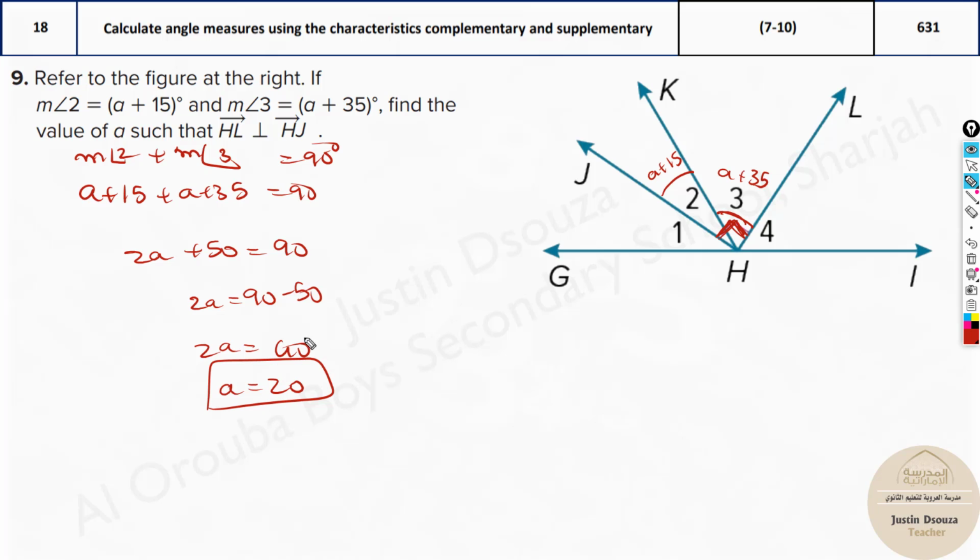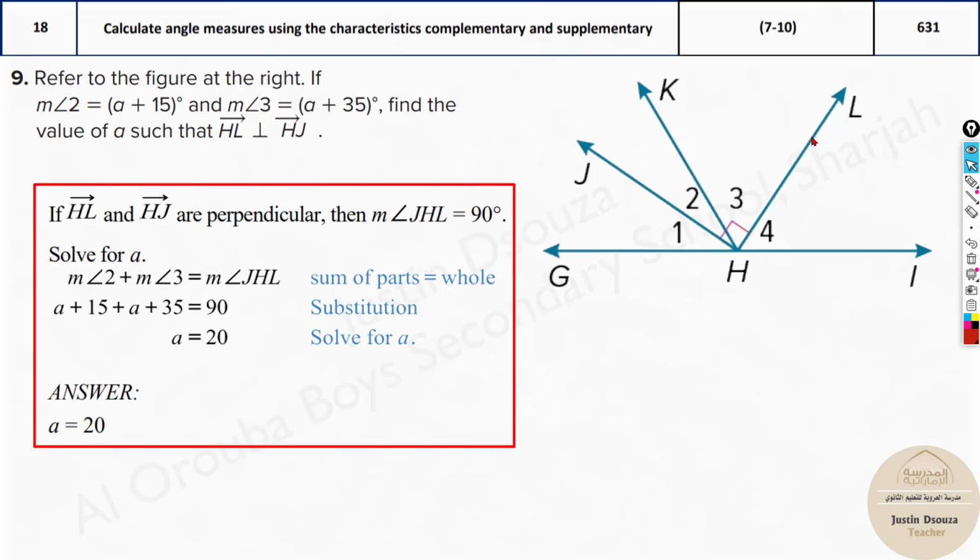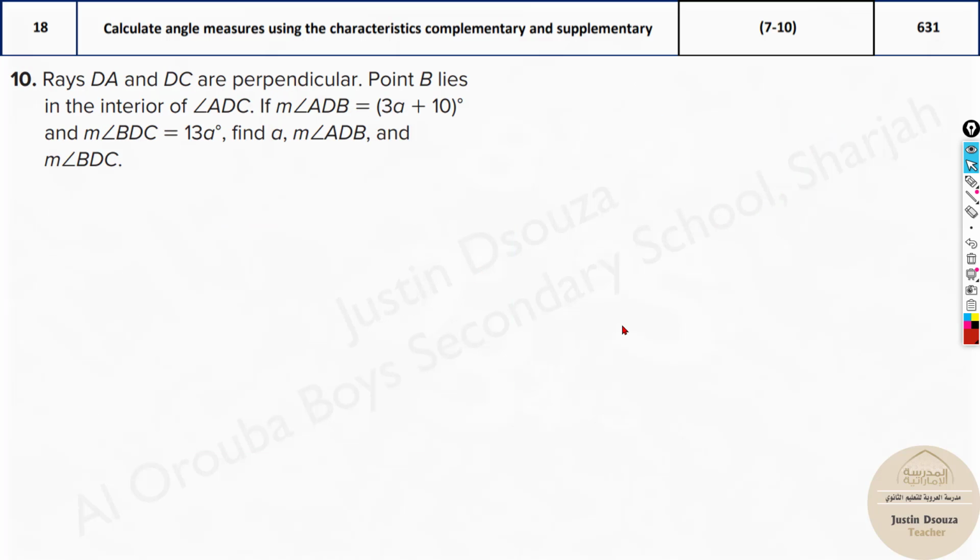A is done. But if they ask to find the measure of the angle, then you need to substitute this back over here. So then A plus 15 is equal to 20 plus 15, that is 35. And the same thing over here, but they have not asked this part, so I'm not going to write this. They have just asked you the value of A, and we have found it out. That's the answer. A is 20. The figure is given. It's very easy.